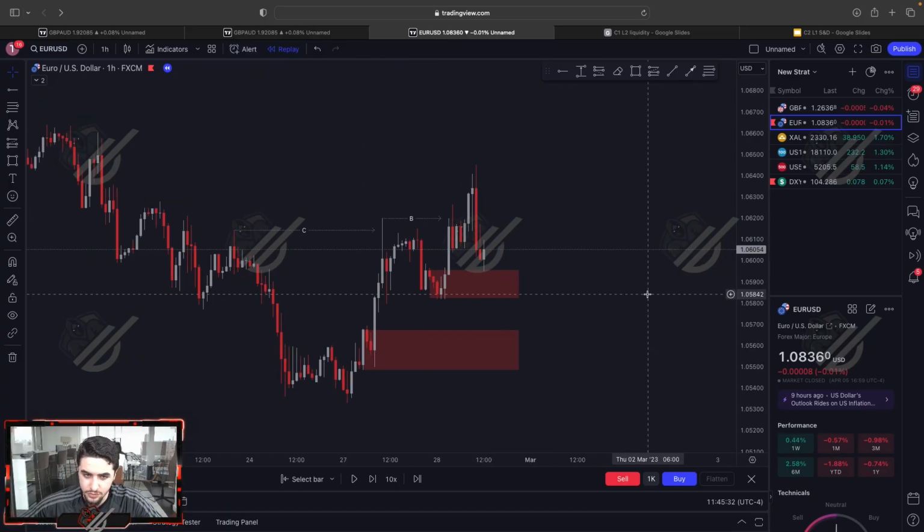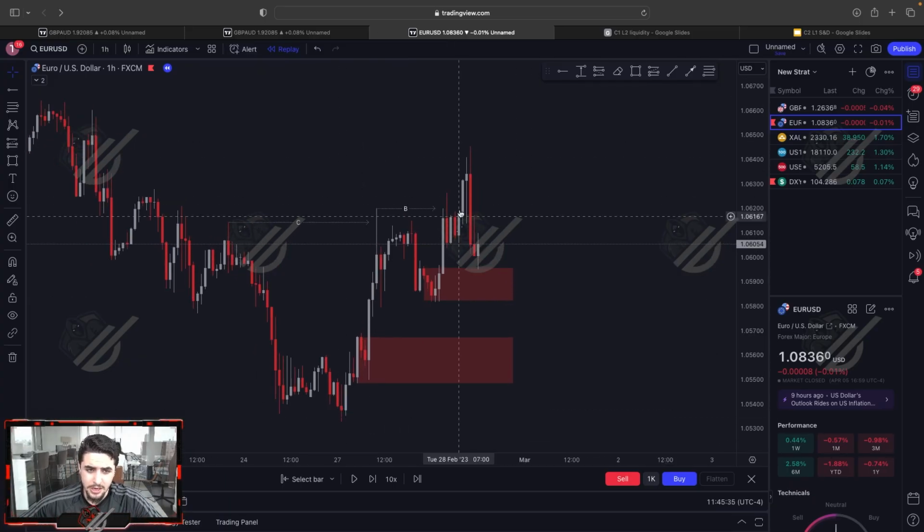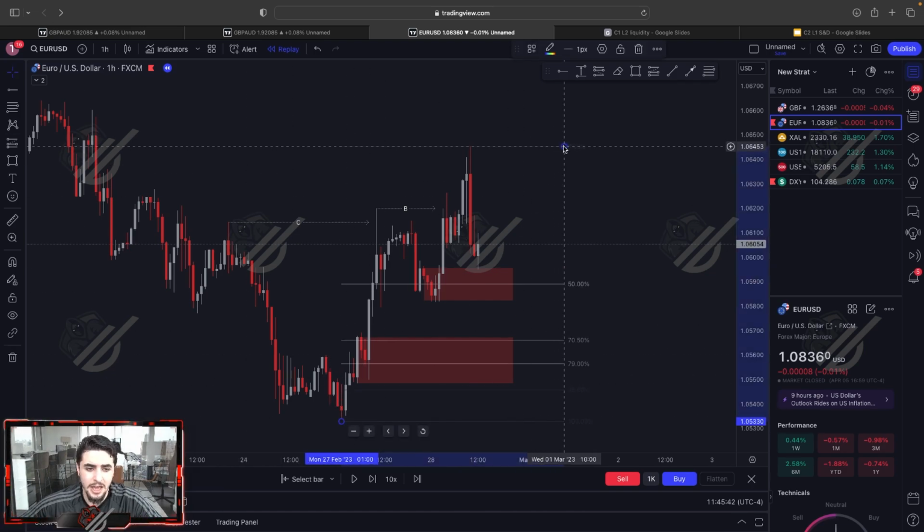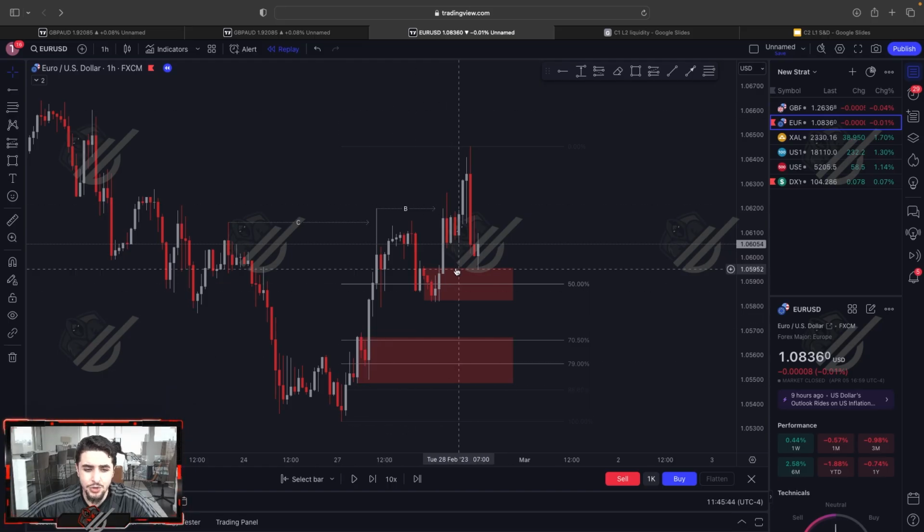Now we're looking at the euro dollar. Okay, this is the swing low, this is the swing high of this price range. So we fib it up from the low into the high. Now that we've done that, we have identified 2 areas of demand that we can potentially look to execute some orders from. We have this area of demand that aligns with the 50%, and we have this area of demand that aligns with the 70.5 to 79%.